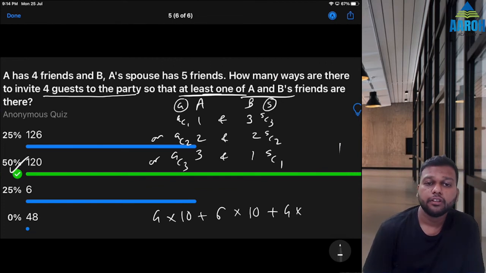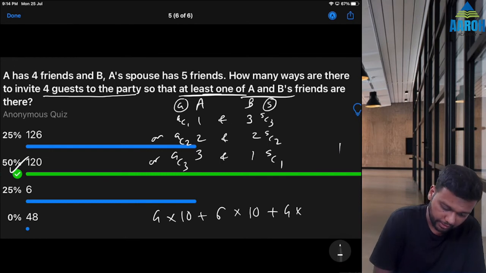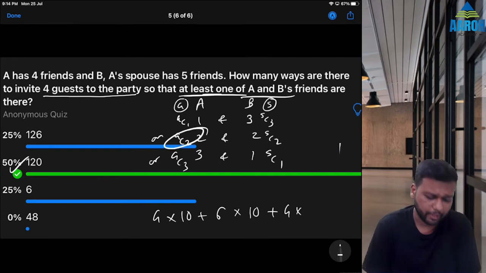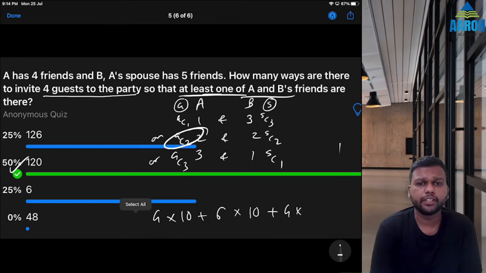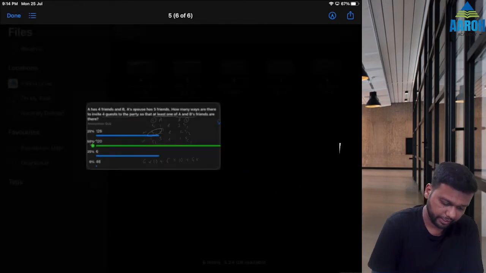Okay. Do this on calculator if you are not sure. I also made a silly mistake here in this calculation. Fine, does not matter. 120 is the correct answer for this. I hope you have understood the approach. Okay. Last.